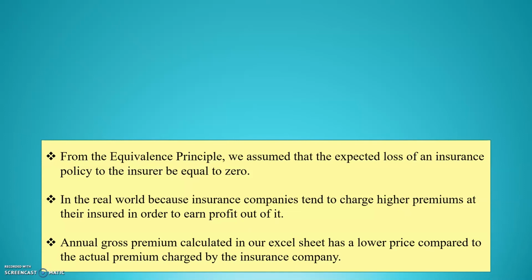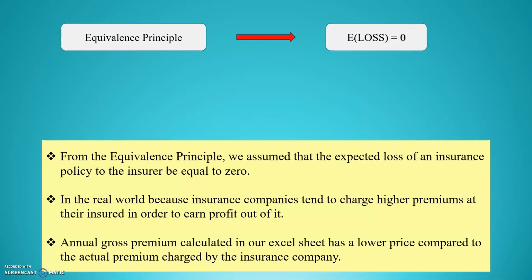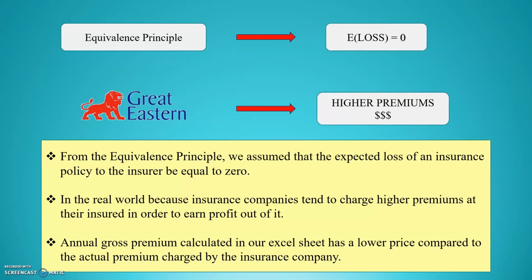As mentioned earlier, we have used the equivalence principle to calculate our annual gross premium. From the equivalence principle, we assume that the expected loss of an insurance policy to the issuer is equal to 0. However, this is not true in the real world because insurance companies tend to charge higher premiums to their insured in order to earn profit out of it. This explains why the annual gross premium calculated in our Excel sheet has a lower price compared to the actual premium charged by the insurance company.